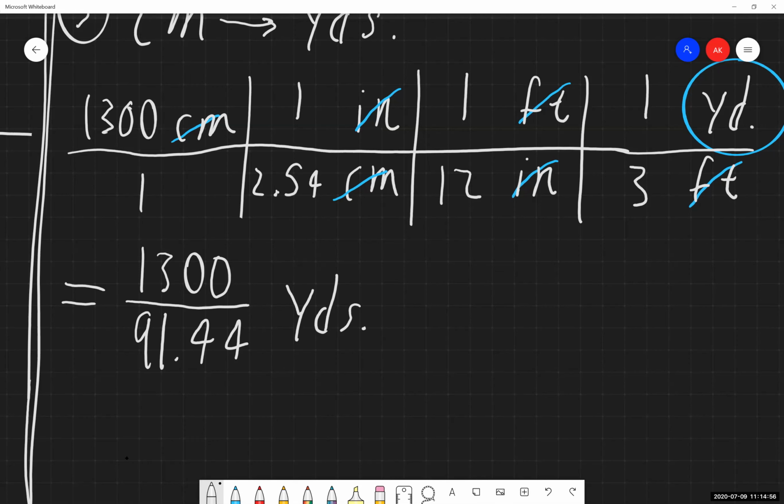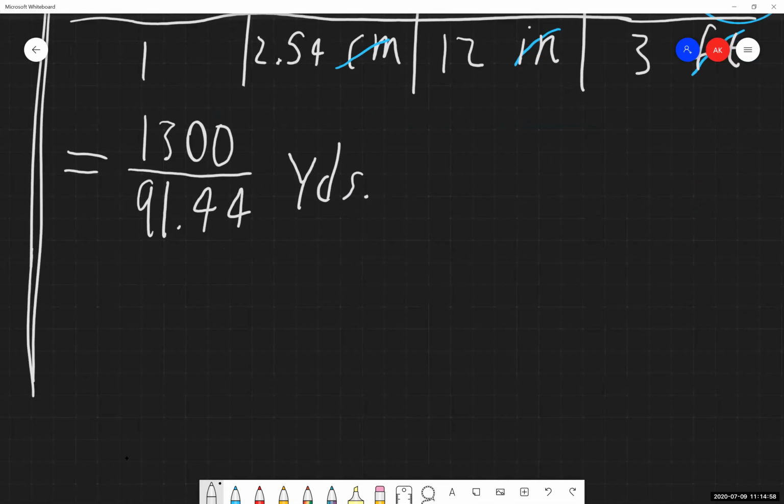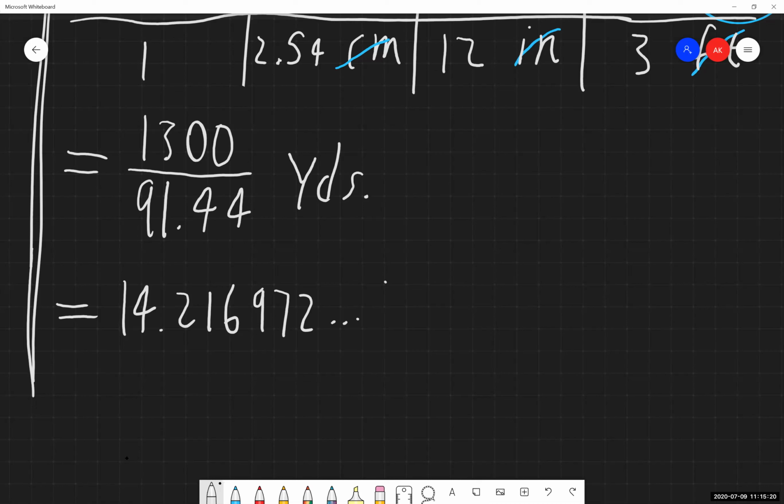And now we do the calculation, we use the calculator to do that one more time. So do 1,300 divided by 91.44. And again, I'm just using the calculator off screen to do that. You can use yours as well. And I'm getting 14.216972, bunch of extra stuff, yards.